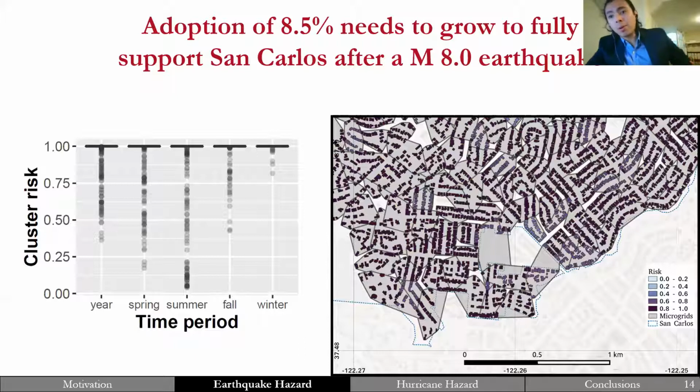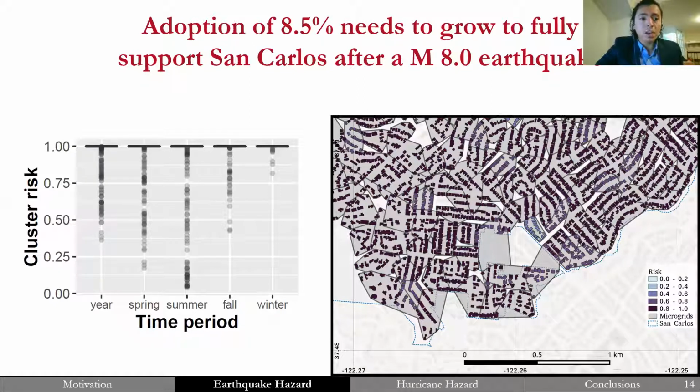For this earthquake scenario, we assess the likelihood, or the risk, the probability that each cluster meets or fails to meet their demands after the earthquake. And the closer you are to 1, the higher your risk is. That means that you haven't met your demands. And here we performed the analysis for different seasons, because there's a strong seasonality effect on this risk metric.